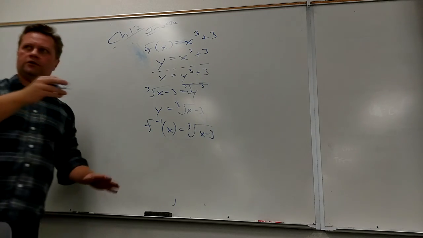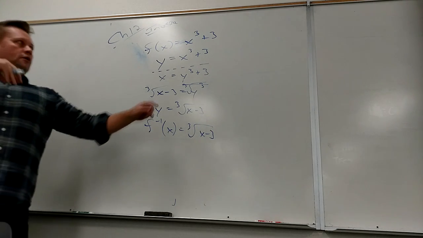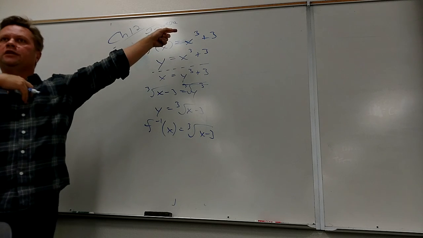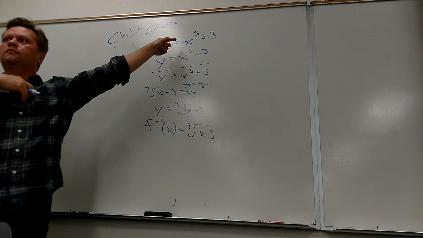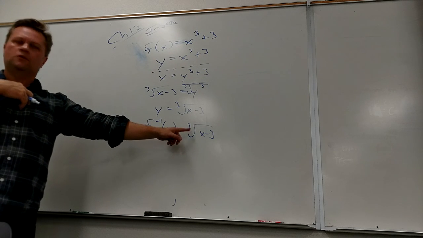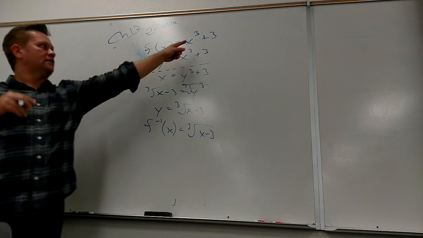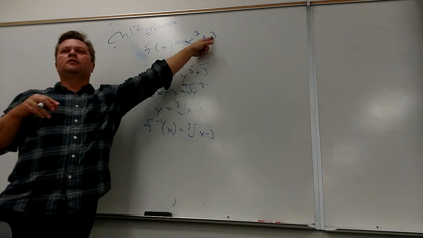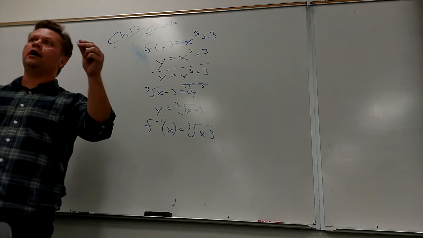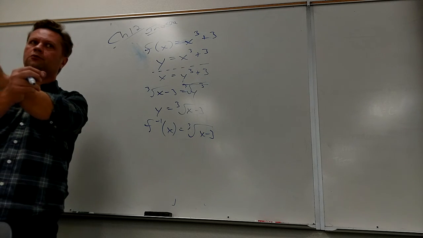Let me ask you a few questions. What does this guy do first when I put something in? If I put a 2 in there, what's the first thing you would do to 2? Cube it. What's the last thing this does to something? Cube root it. What's the second thing this guy does? Adds 3. What's the first thing this one does? Subtracts 3. Do you see how it does all the opposite things in the opposite order?